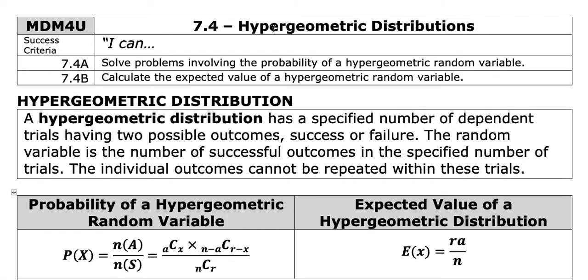MDM4U 7.4 Hypergeometric distributions. A hypergeometric distribution has a specified number of dependent trials having two possible outcomes, success or failure. The random variable is the number of successful outcomes in the specified number of trials. The individual outcomes cannot be repeated within these trials.